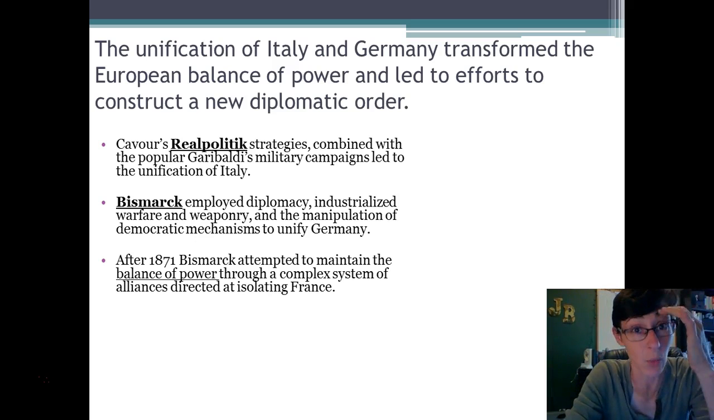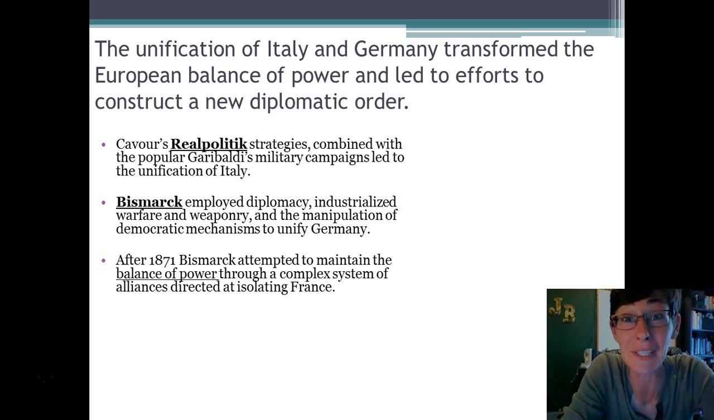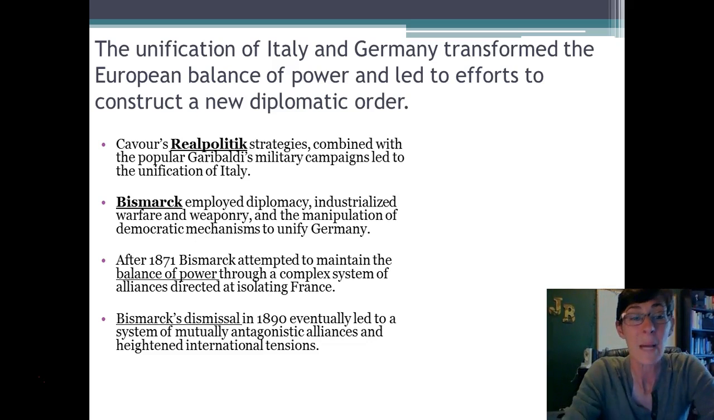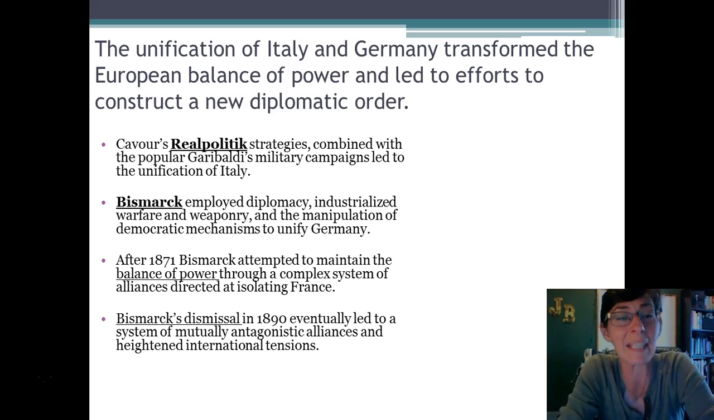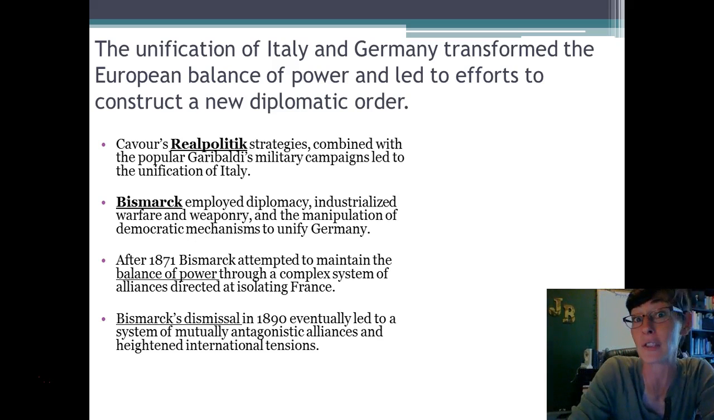Now, after 1871, Bismarck was trying to really maintain the balance of power. He was all about maintaining this balance through a complex system of alliances that was directly directed at isolating France. Okay. But his dismissal in 1890 eventually led to a system of mutually antagonistic alliances and heightened international tensions.